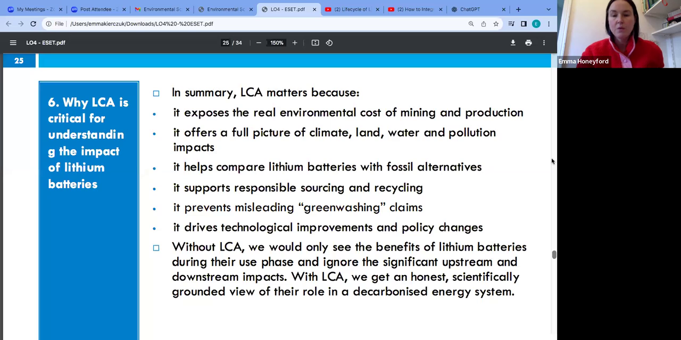Without LCA, we would only see the benefits of lithium batteries during their first user phase, their use phase, and would ignore the significant upstream and downstream impacts. So from cradle to grave. If we use life cycle analysis, we can understand the energy that's used from the production to the use, and then to when they end up at landfill. So yes, we have to be really honest and open around that. With LCA, we can get an honest, scientifically grounded view of their role in a decarbonised energy system.